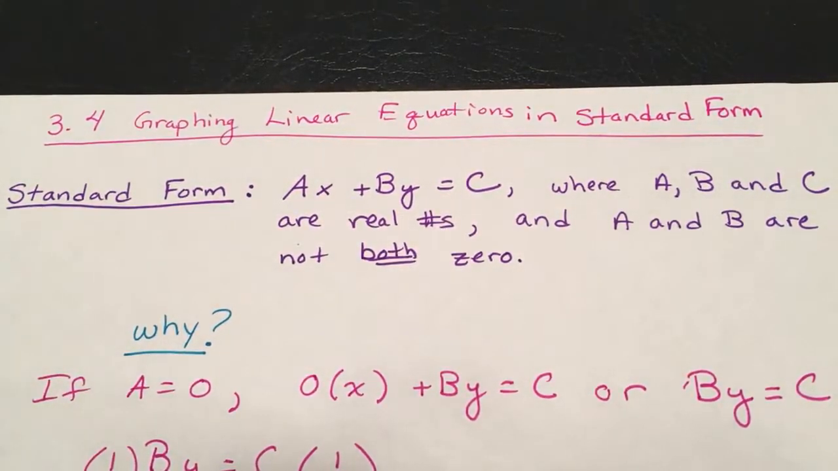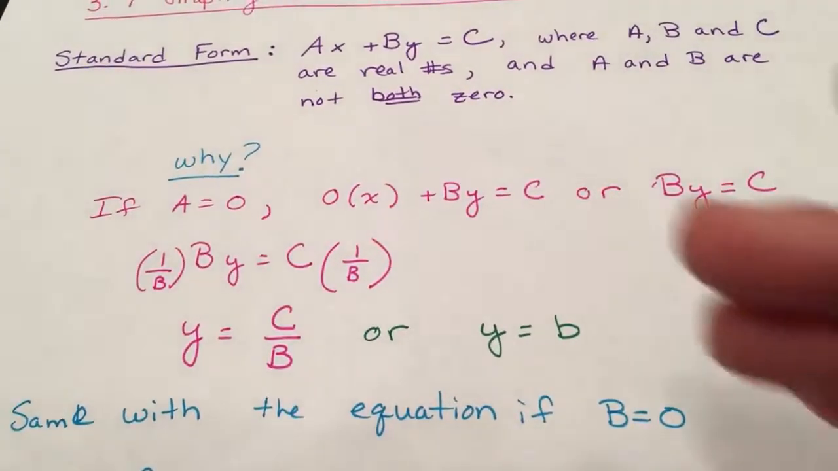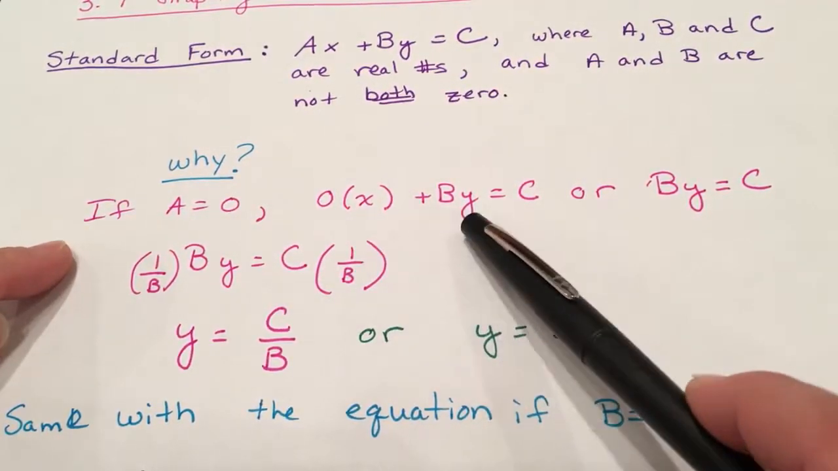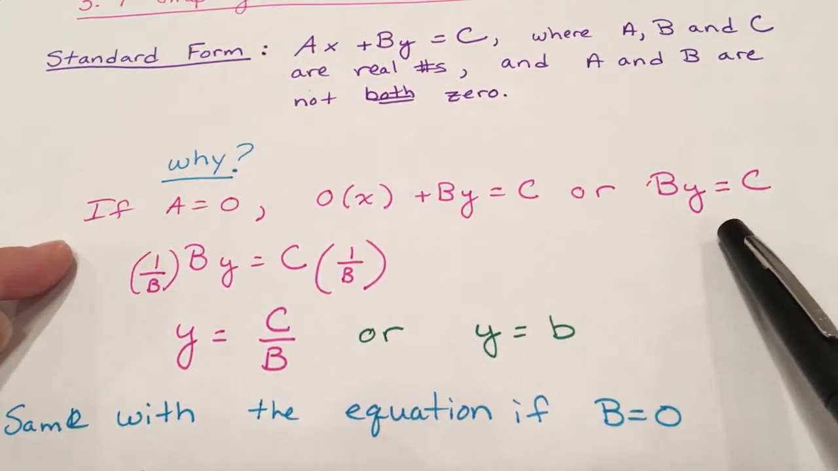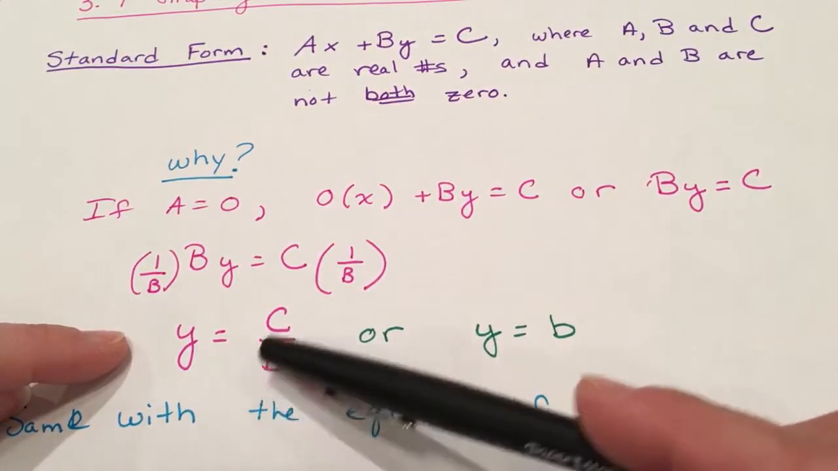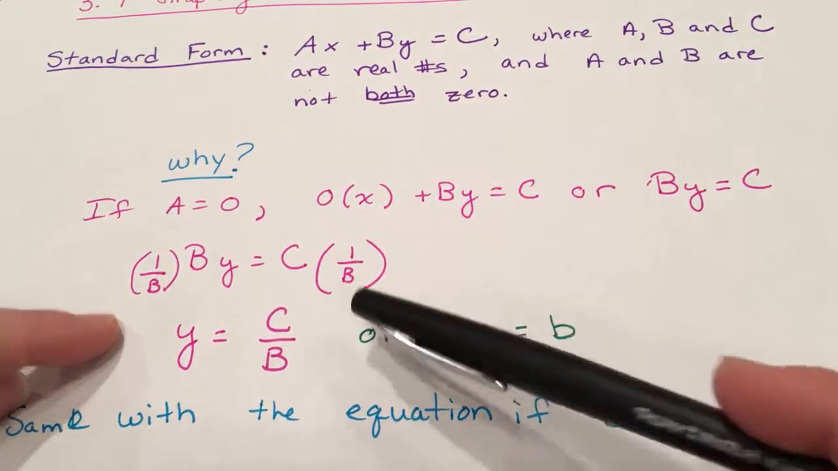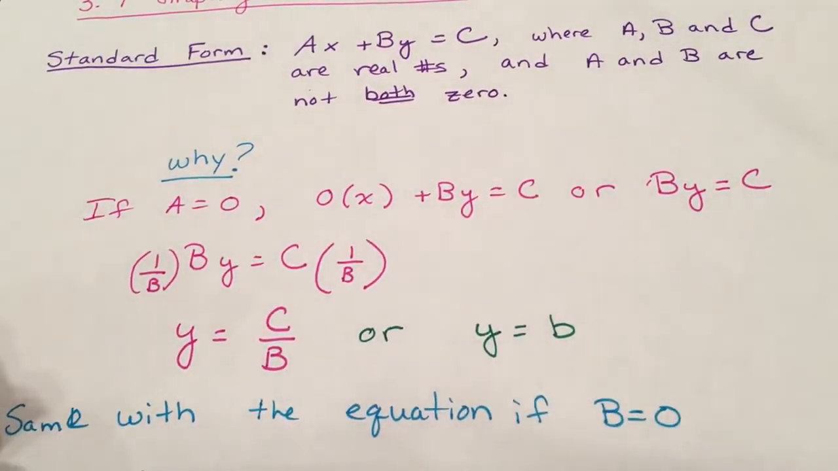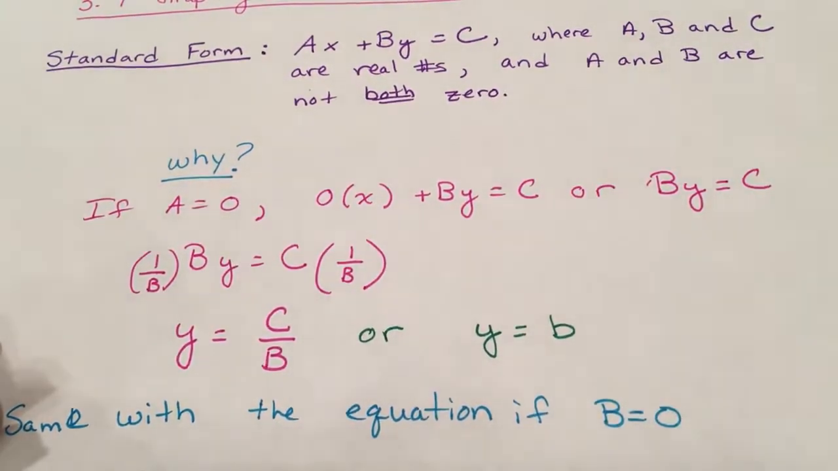Okay, so you may be wondering why. Why are we using this form? Well, let's take a look at what happens if we let a or b be 0. If a is equal to 0, then 0 times x plus by equals c, or by is equal to c. If we solve this equation for y, we're going to end up with a number, a value. y is equal to just one number. If I multiply by the reciprocal, 1 over b, I isolate my y, I get c over b. c over b is just some number because c and b are both real numbers that are not 0, and therefore y is equal to this lowercase b.